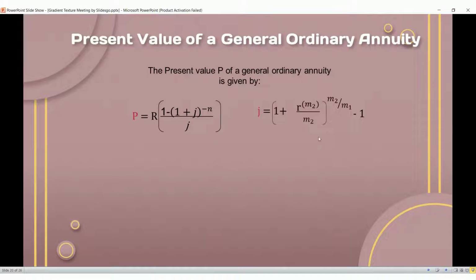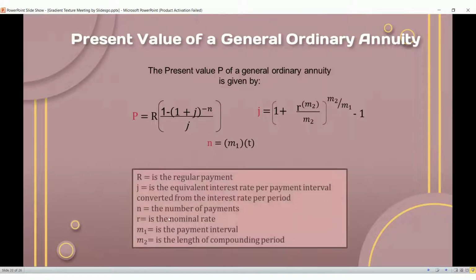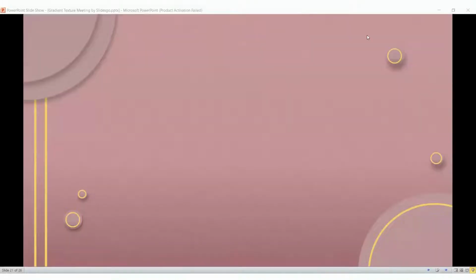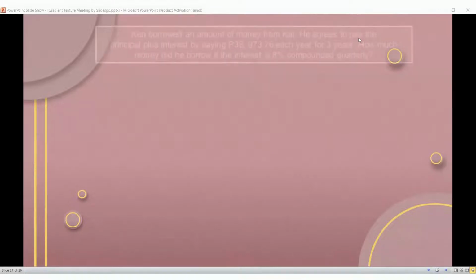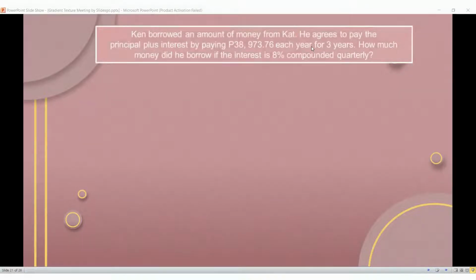And same lang yung formula na gagamitin sa paghahanap ng J. N is equals to M sub 1 times T. Yan, same din ng terminologies used. So we have here a problem involving present value of general and ordinary annuity.